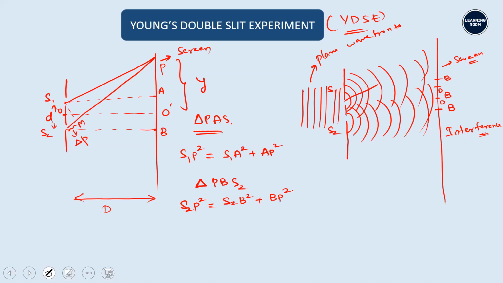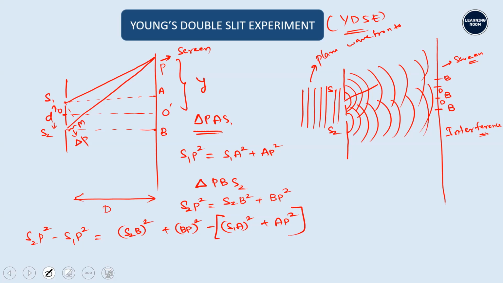Right? Here, an important point to be noted is, if I want to calculate S2P minus S1P, first I need to calculate S2P square minus S1P square, so that I can write this as (A minus B) into (A plus B). So S2P square minus S1P square will be equal to S2B square plus BP square minus, in brackets, S1A square plus AP square.